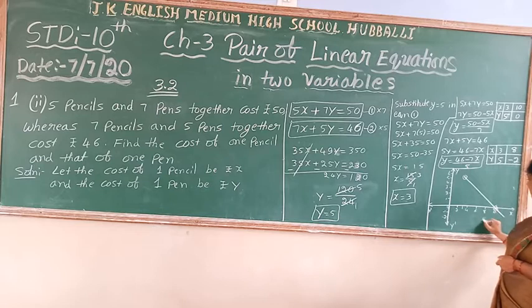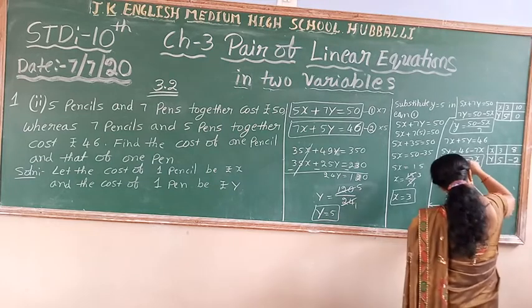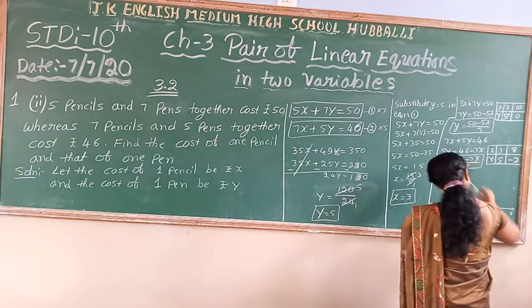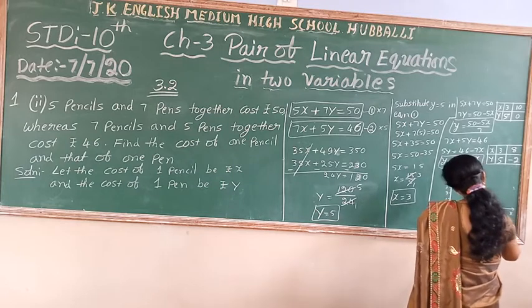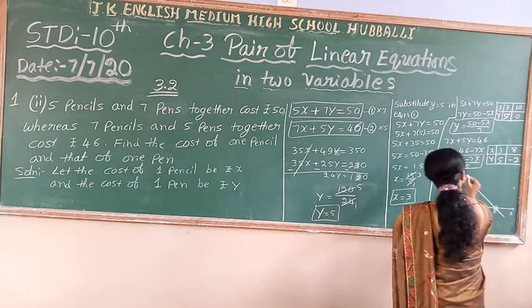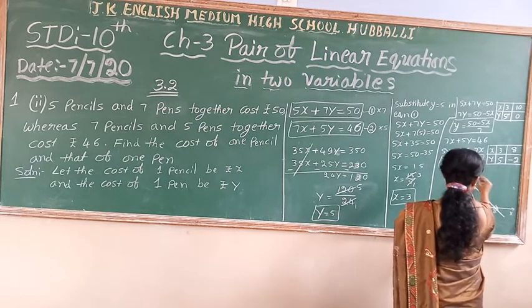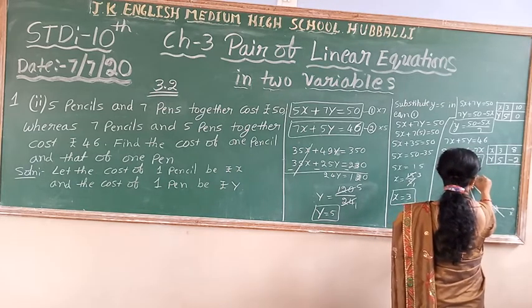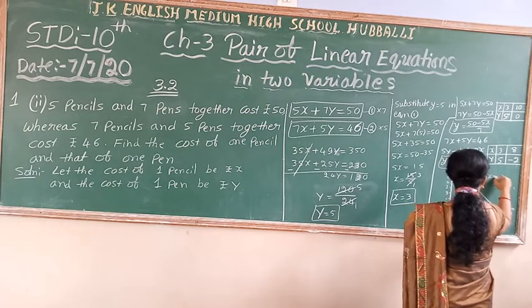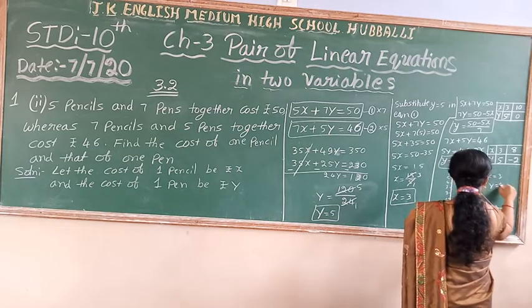This other line is also passing through the same point, but it goes this way. You can extend it and see both the straight lines are intersecting at this point. What are the coordinates here? 3 and 5. Therefore, the x value is 3 and the y value is 5.